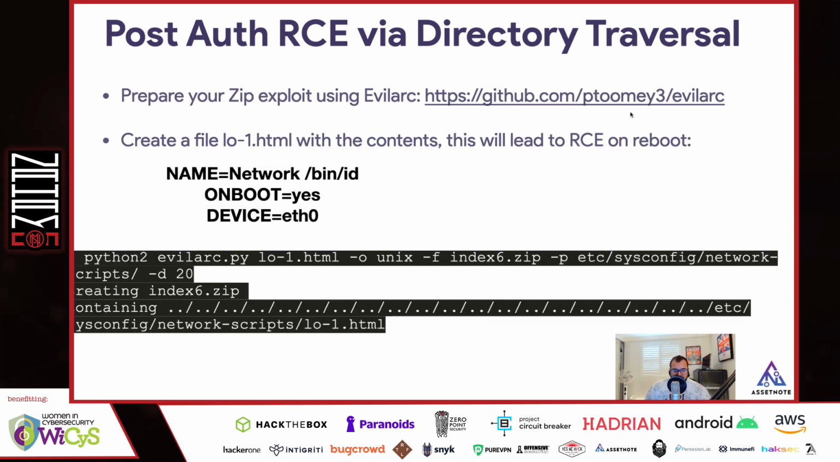What we found was we can simply upload a zip file which has directory traversal inside it, and it will let us upload files to the local system at any location. We can use this software called EvilArc, which will construct zip files with directory traversal, and we can create a file which has the following contents here. This will lead to RCE on reboot, which isn't too impactful, but if you are looking at this as an attack chain, this could be useful in the attack chain.